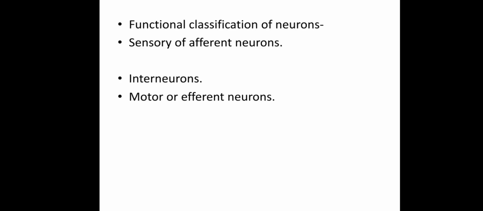Functional classification of neurons: sensory or afferent neurons, interneurons, and motor or efferent neurons. You read sensory or efferent neurons in place of sensory or afferent neurons; this is a typing mistake.